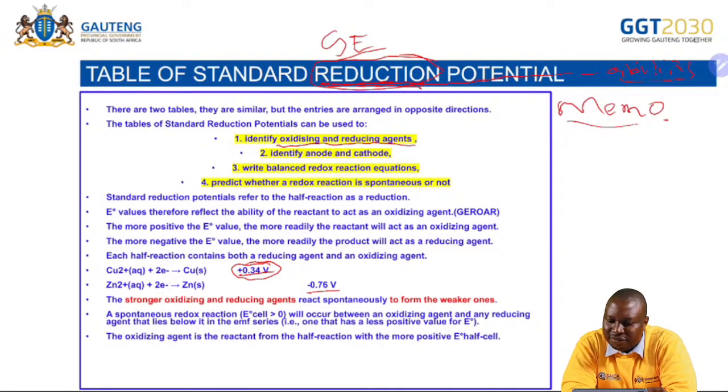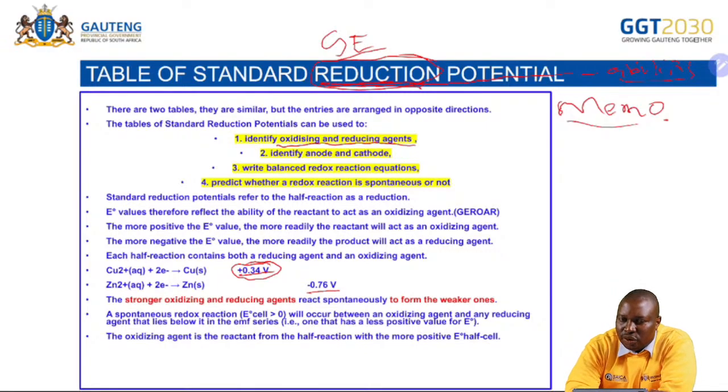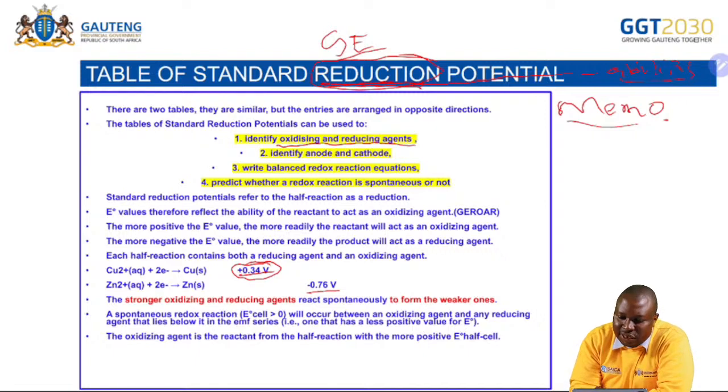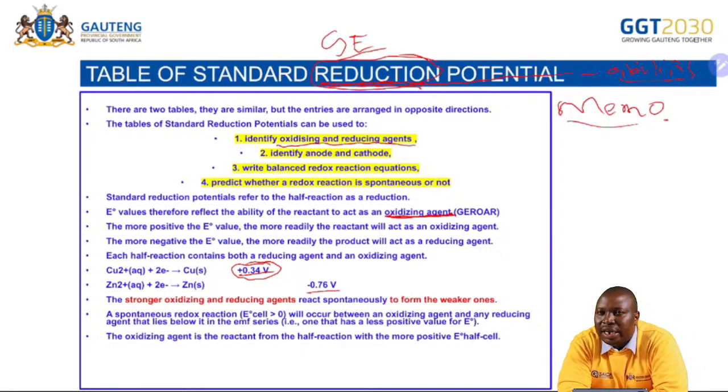Hence, the table is referred to as standard reduction potential because they are all gaining electrons, or the electrons are on the left-hand side. Now, we are saying the E values, or the standard reduction potential values, therefore reflect the ability of the reactant to act as an oxidizing agent. So I indicated that already, or it shows which one will gain electrons. And we know that the one that gains electrons is the oxidizing agent.